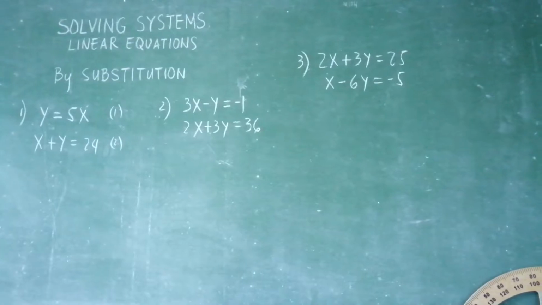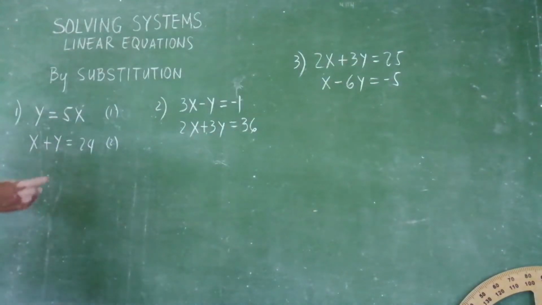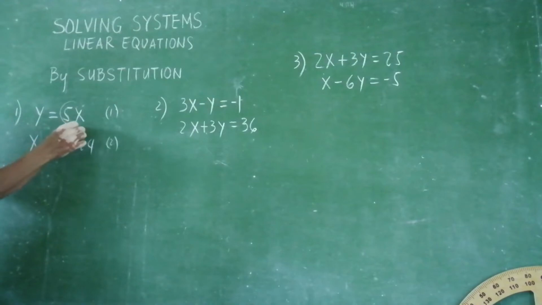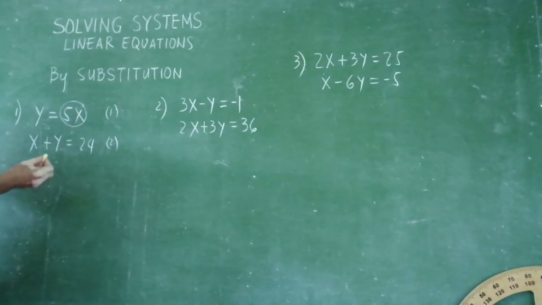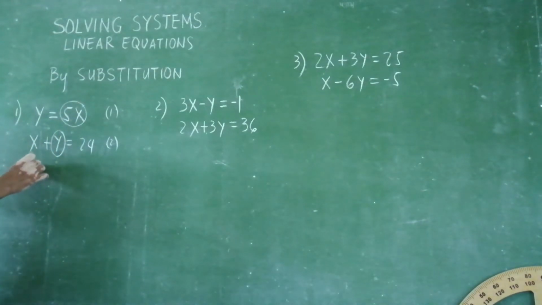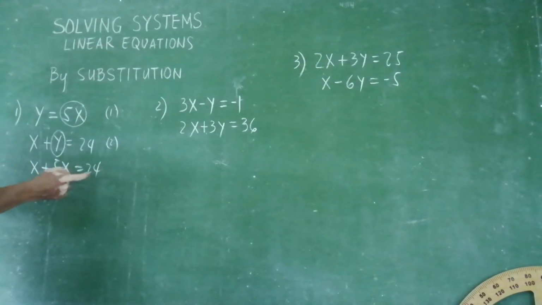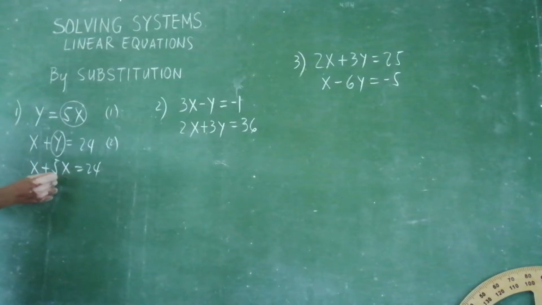So let's see, there are three here. Number one is y equals 5x, that is the first equation. x plus y equals 24. Immediately you can use this value here to replace y in the second equation. So it will become x plus 5x equals 24. You will notice that you have only one variable here, so you can simplify this.